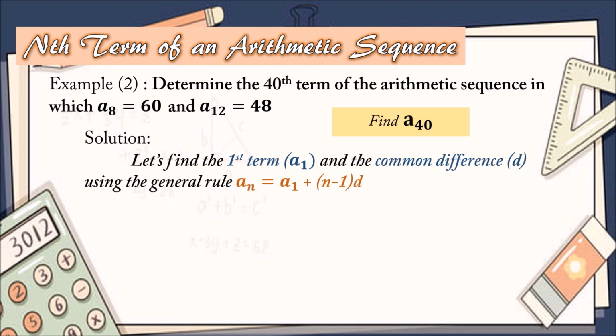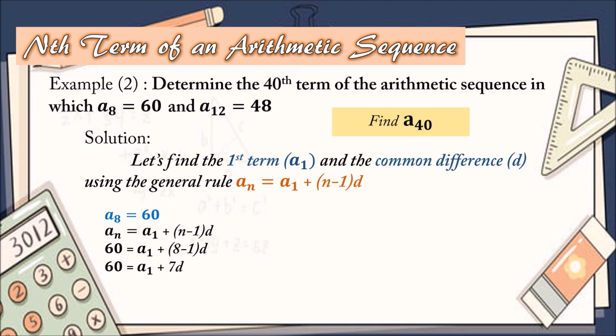For the solution, first, kailangan natin hanapin ang first term a sub 1 and the common difference d using the general rule a sub n is equal to a sub 1 plus n minus 1 d. Given natin si a sub 8 is equal to 60. So, ang kailangan natin is i-substitute ang ating given na a sub 8 sa ating general rule. So, meron tayong 60 is equal to a sub 1 plus 8 minus 1 d.